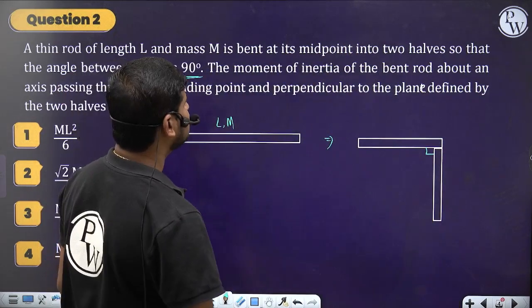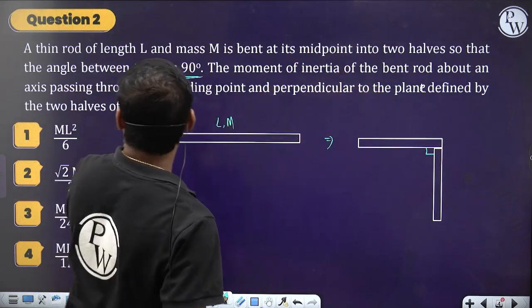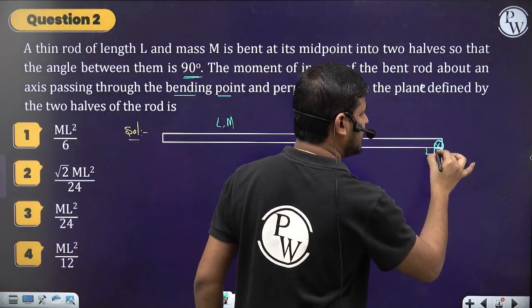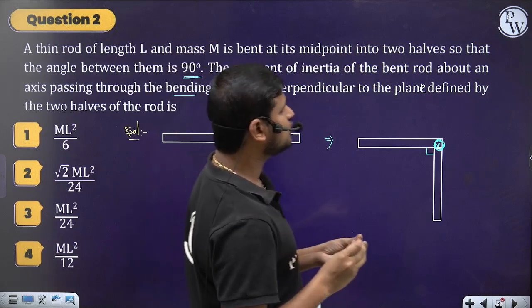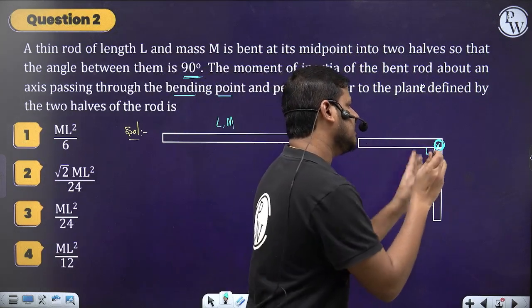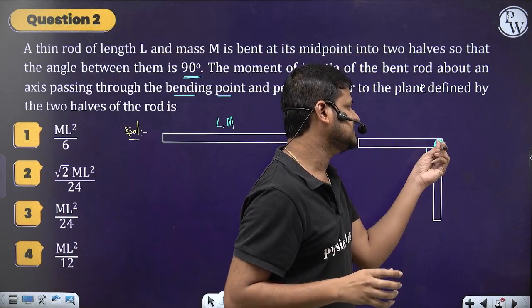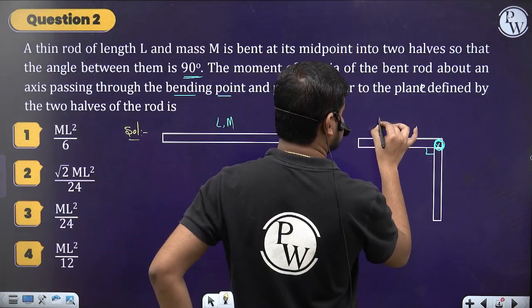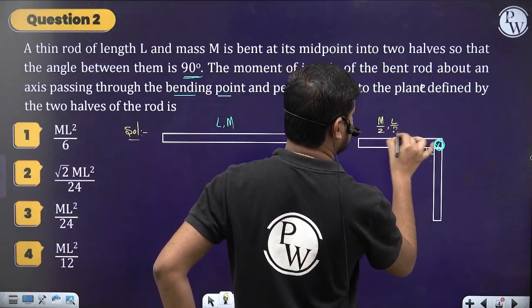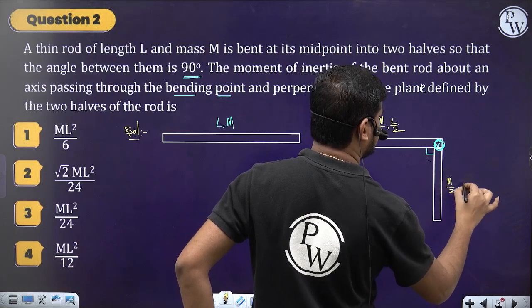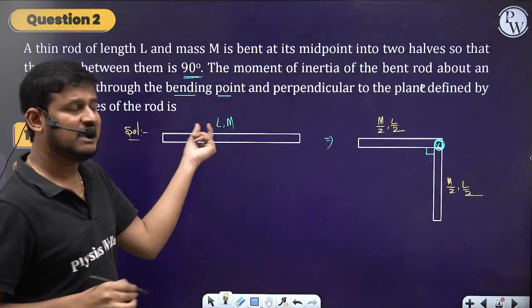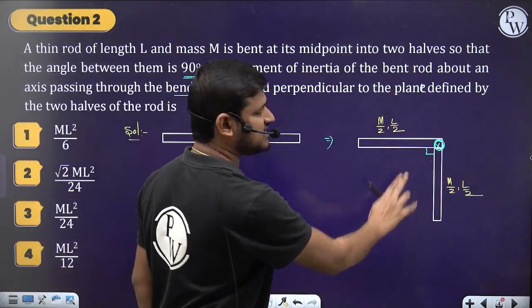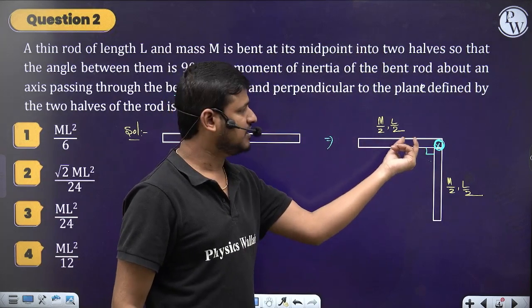Now the moment of inertia of the bent rod about an axis passing through the bending point. Here it is the bending point, and the axis is perpendicular to the plane. Let's suppose it is lying on this plane, about this axis you have to find. Now the simple thing: shall I say that this will be of mass m by 2 and length L by 2? This also will be of mass m by 2 and length L by 2, because the total is of mass m and length L. Now it is bent into 2 equal halves, so each has half the mass and half the length, m by 2, L by 2.